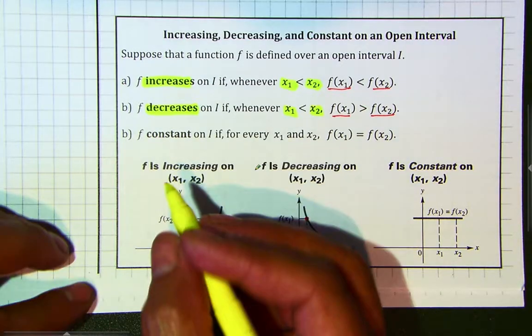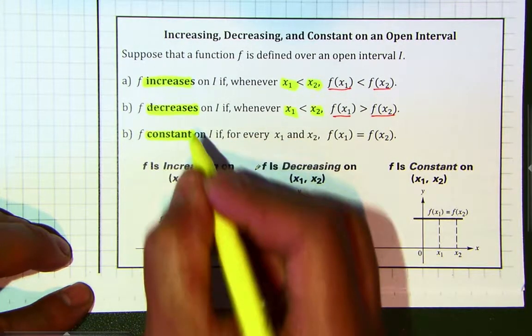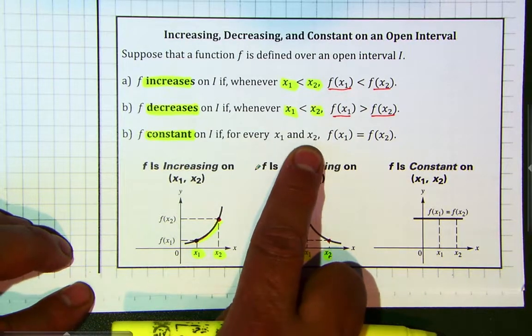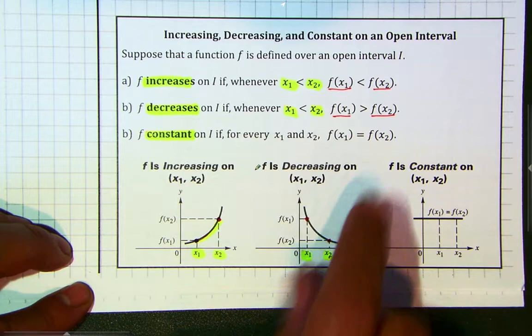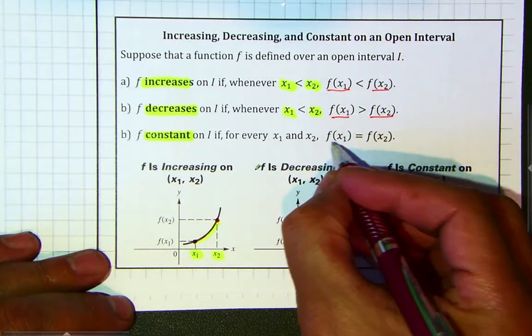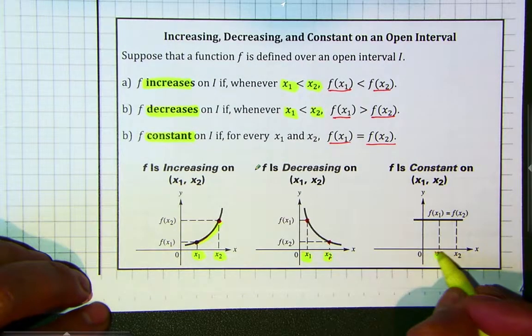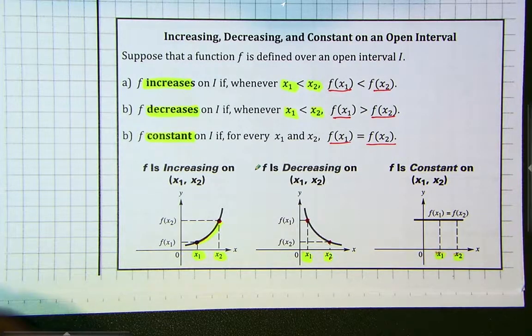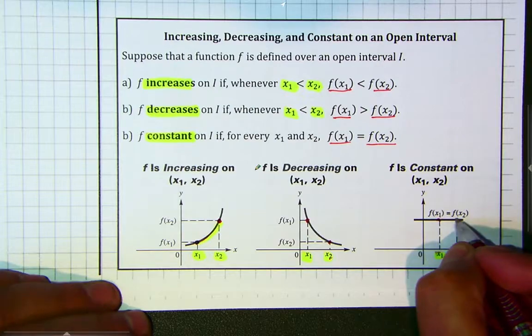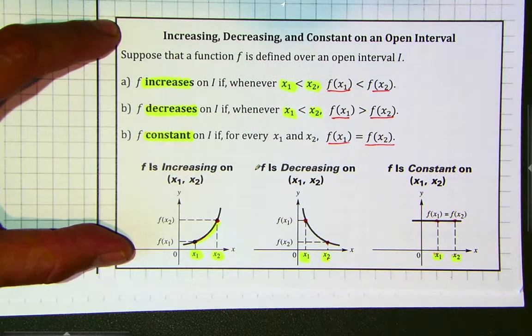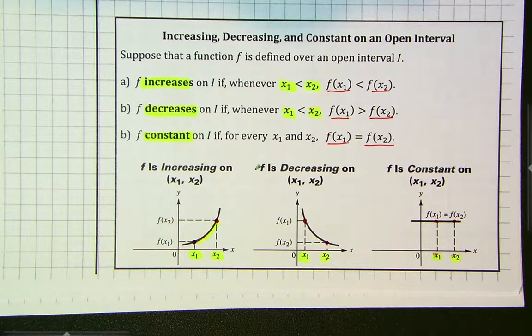And it's constant if, for every value between x1 and x2, whenever you plug in the value of x1 and x2, it gives you the same value throughout. That means that it's going to be constant. So if you get the same value throughout, that's going to be constant. So those are more formal definitions that you guys will see once again next year in calculus.